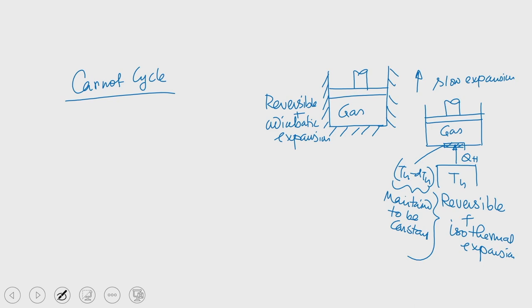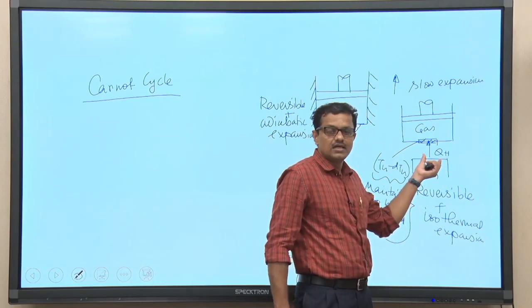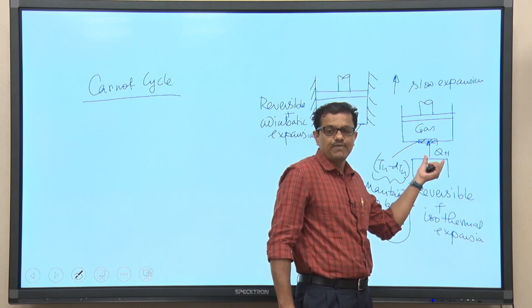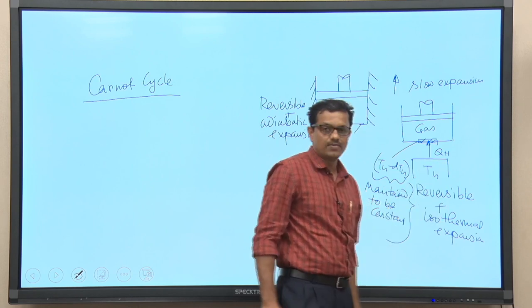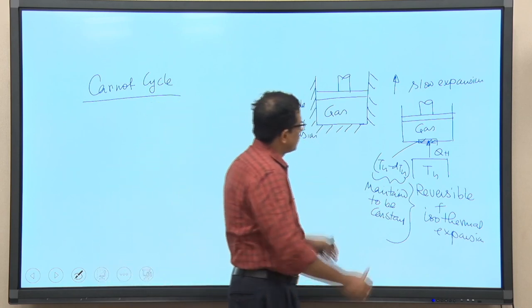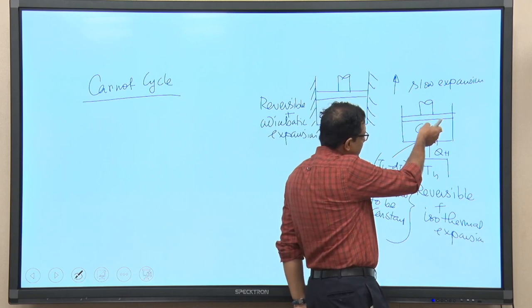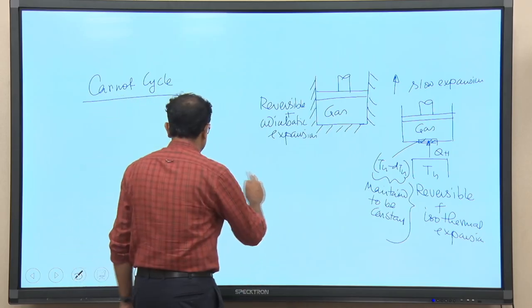Okay. In this case, we can assume that the process is reversible isothermal expansion process. Slow process, heat transfer is due to infinitesimal temperature difference, and the process is reversible isothermal process. Similar way, you also can assume that heat will be supplied from the gas to another source. So, these two processes we have discussed.